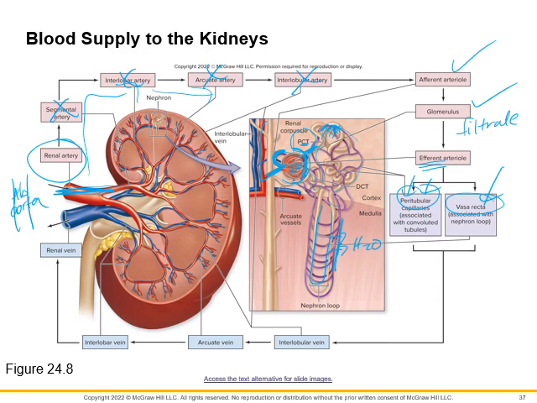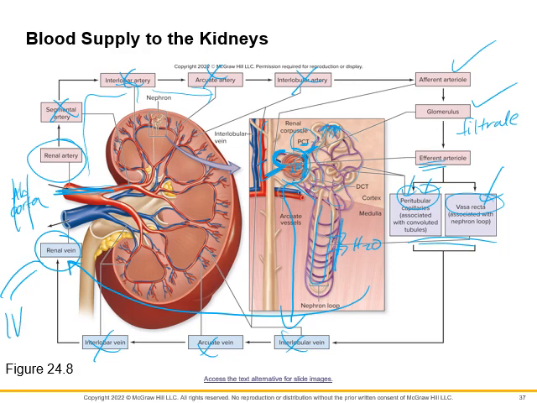Then all of these capillaries, peritubular capillaries, vasa recta, are all going to go through these vein structures. So again, we're not going to go through all of these veins. What happens to these capillaries? They're all eventually going to drain to the renal vein, and then the renal vein is going to drain to the inferior vena cava.